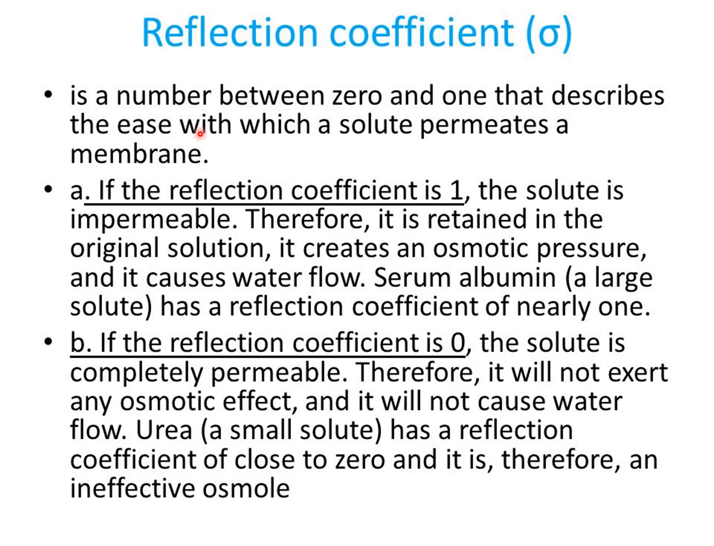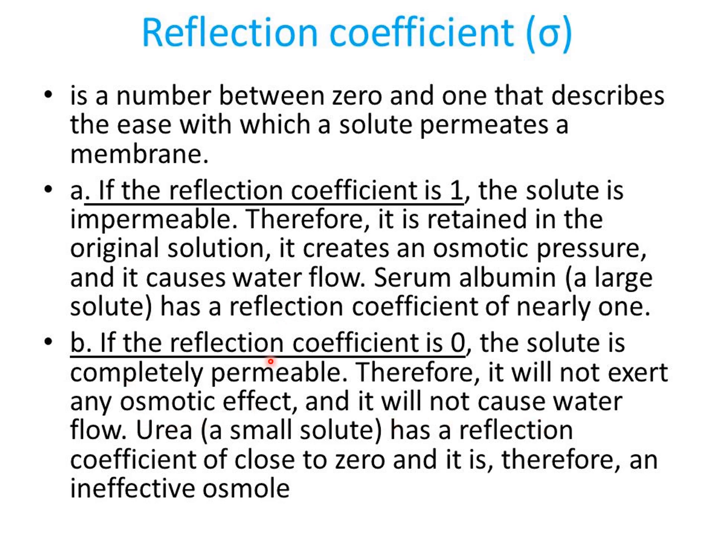So the reflection coefficient is a number between 0 and 1 that describes the ease with which a solute permeates a membrane. If the reflection coefficient is 1, the solute is impermeable. Therefore, it is retained in the original solution. It creates an osmotic pressure and it causes the flow of solvent, or water flow. Now if the reflection coefficient is 0, that means the solute is completely permeable. Therefore it will not exert any osmotic effect and it will not cause water flow.